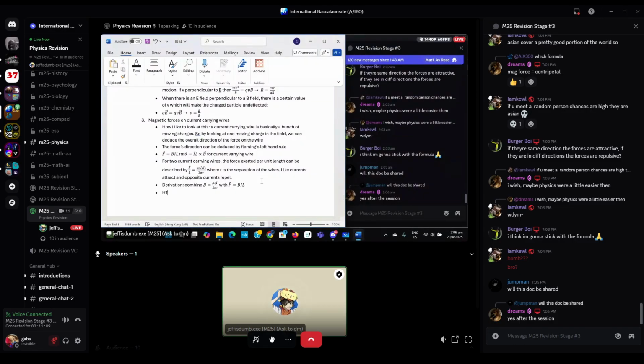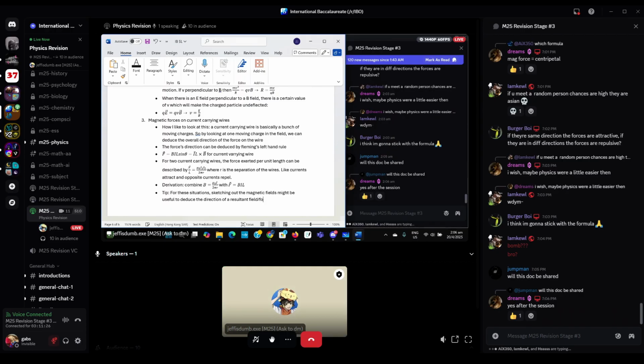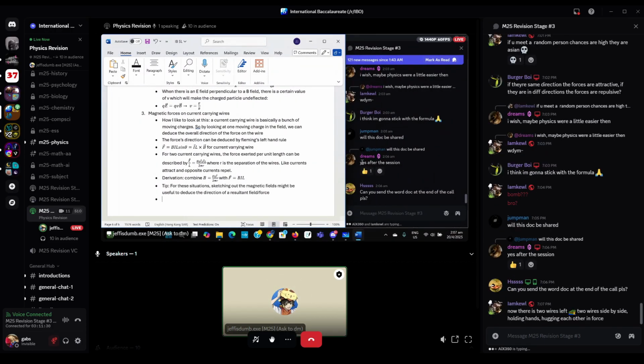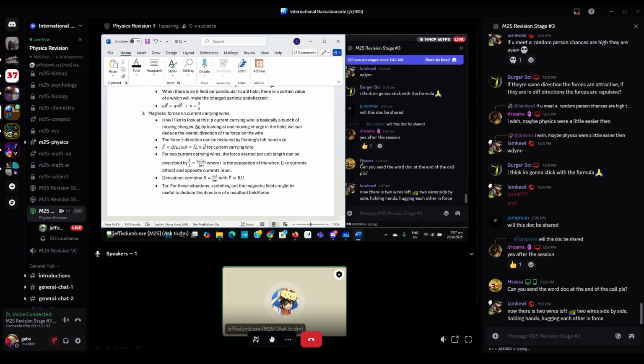And here's a tip. For these situations, try sketching out the magnetic fields. It might be useful to deduce the direction of the resultant. Of course. Yes, I will send out the word. So yeah.